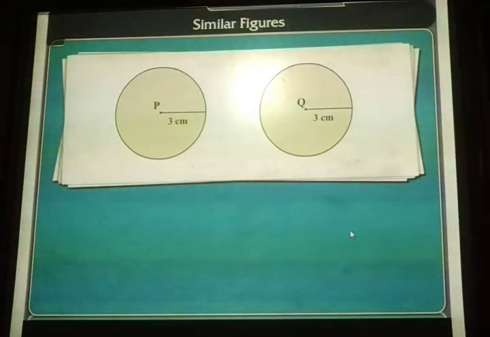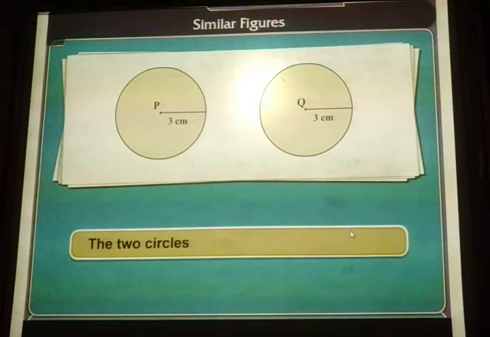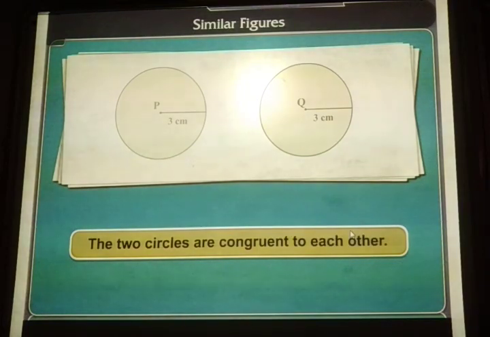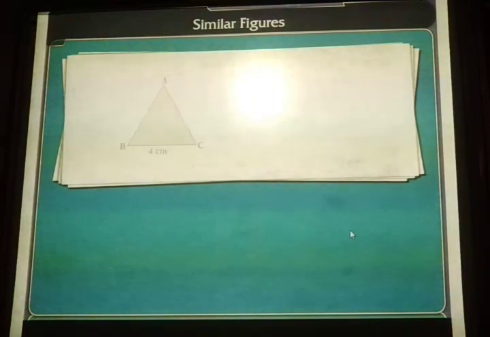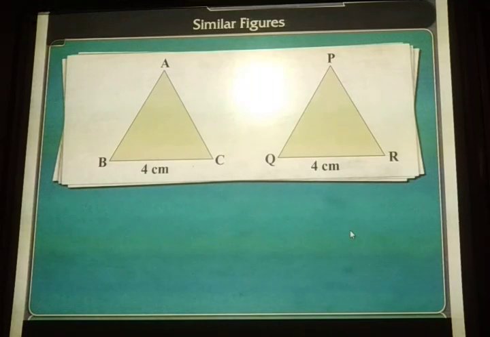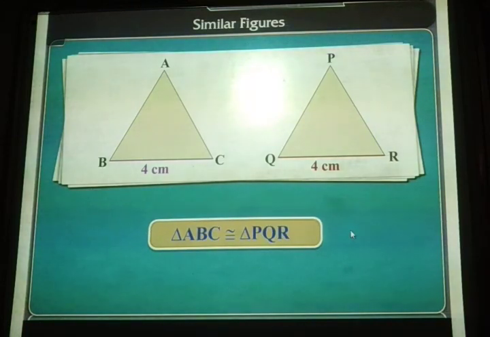Look at these two circles. Their radii are the same. We know that these two circles are congruent to each other. What about these two equilateral triangles with the same side length? Yes, they are congruent to each other.